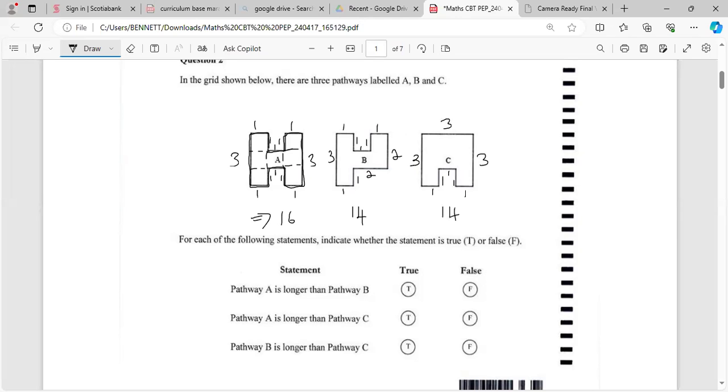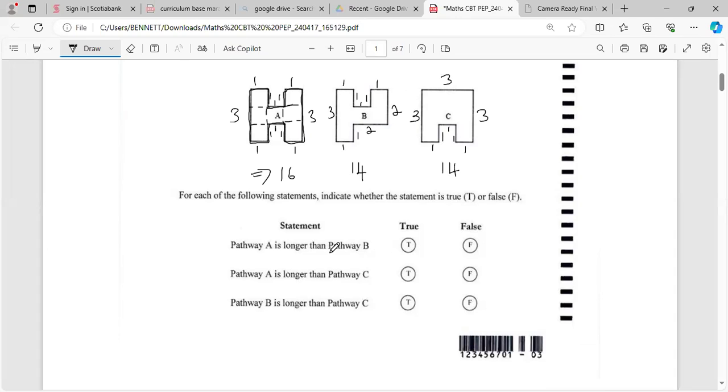So what's the answer now? They say pathway A is longer than pathway B. What's the answer? True. Pathway A is longer than pathway C. True. Pathway B is longer than pathway C. False, because they're basically the same thing. All right. Let me hear the class now.